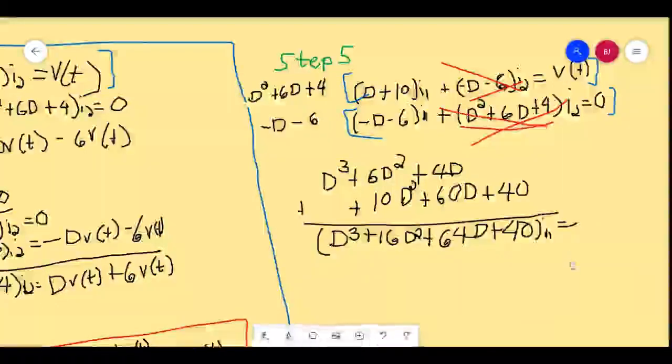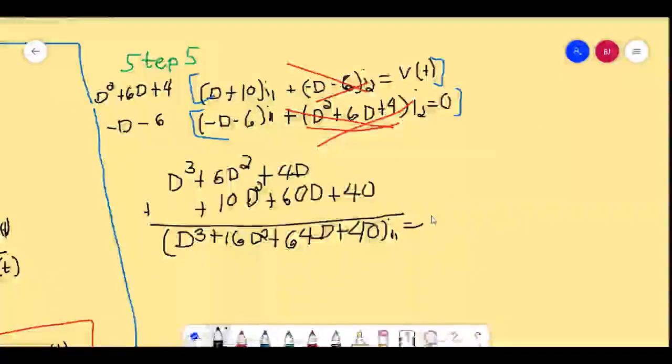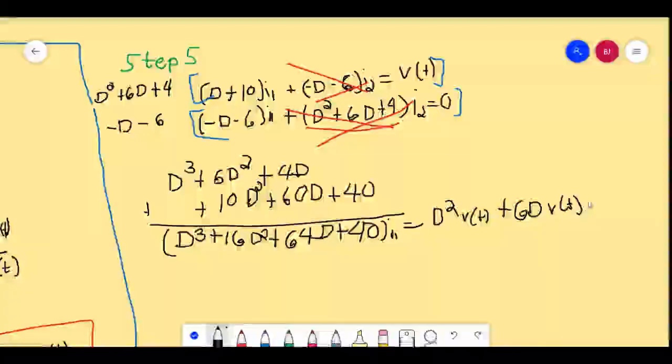But we're not done yet. We still have to multiply VT with this one. So that would be d squared VT plus 6d VT plus 4 VT. And there we have it. This will be our first equation. And then we multiply this by 2. We'll get d squared. I'll just put it here. We did this a while ago.